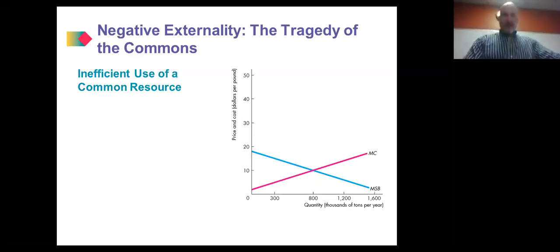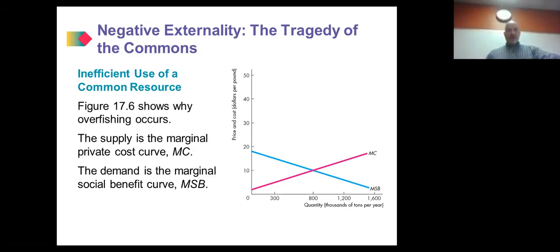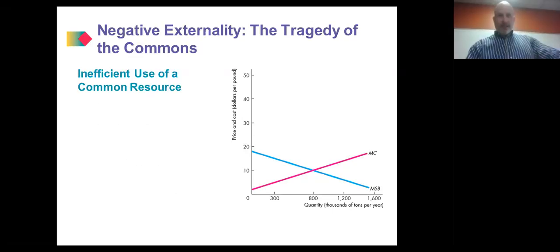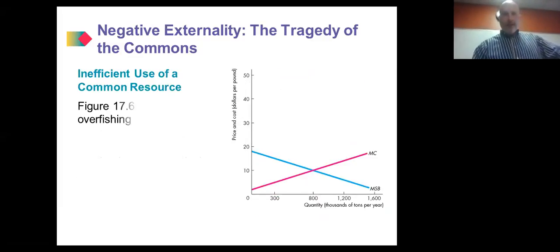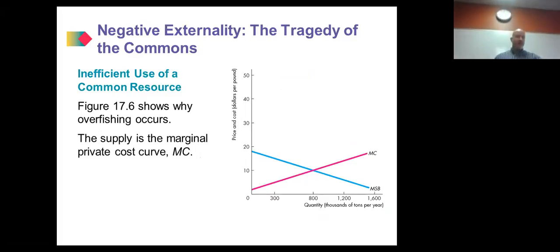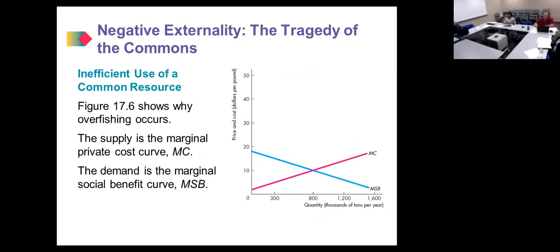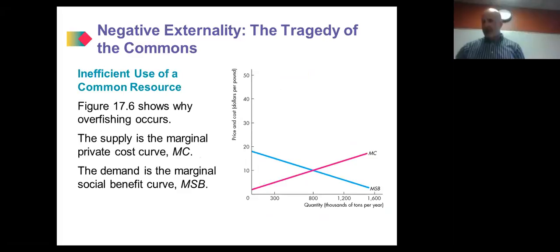All right, so figure 17.6. Why does overfishing occur? We look back at this other example, and we interpreted this, and at what point did we reach unsustainability or start the trend toward unsustainability? So now we're going to ask, why would overfishing still occur? Well, it's going to occur unless there is an incentive not to.